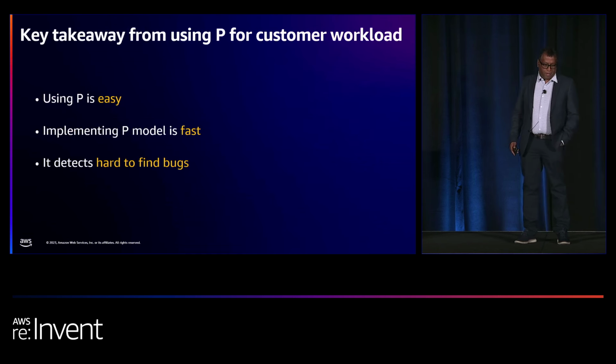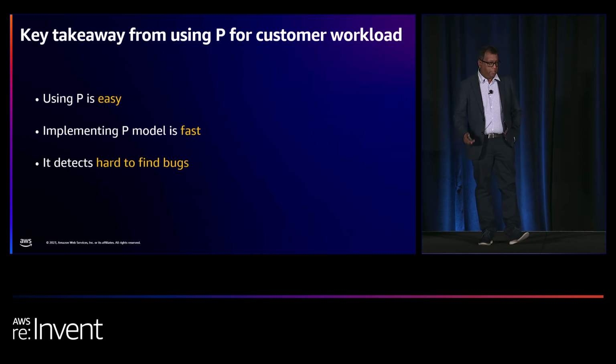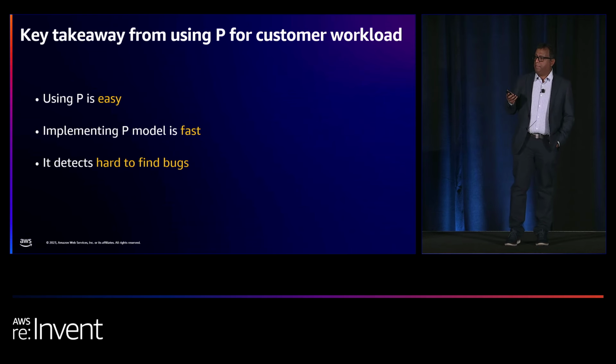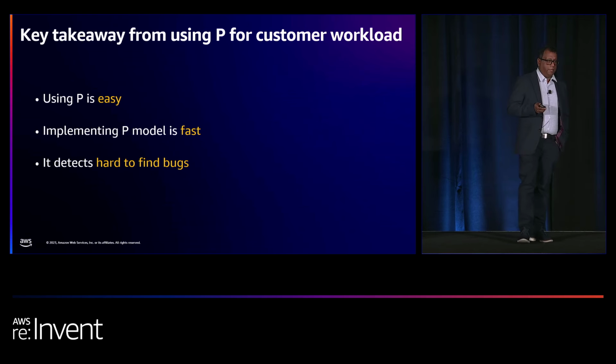Let me share with you my key takeaways from using P for customer workloads. One, using P is easy. P looks similar to other programming languages like Java or Python, so using P doesn't involve a big learning curve. Second, implementing a P model is fast. It took me 2 weeks to implement the P model for the transaction processing system I've shown you. Three, it detects hard-to-find bugs. If I ran 100 simulations, 99 would run fine, then one simulation would fail, highlighting a very hard-to-find defect.